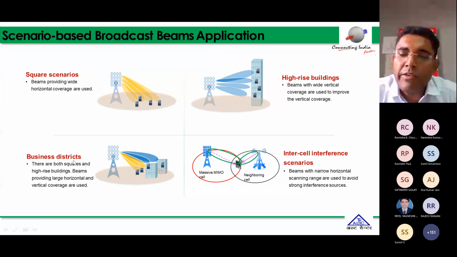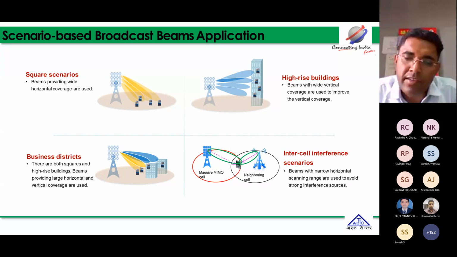Also there is one scenario-based use case application, that is the inter-cell interference scenario. The beams are interfering with other users. They can increase or decrease or change the direction of the beam so that they cannot interfere with each other.